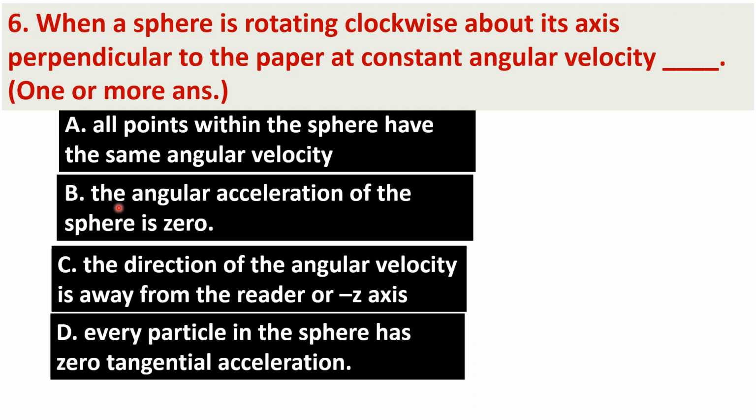In letter B, the angular acceleration of the sphere is said to be 0. For angular acceleration, our symbol is the Greek letter alpha. Letter C, the direction of the angular velocity is away from the reader or into the negative z-axis. And letter D, every particle in the sphere has 0 tangential acceleration.